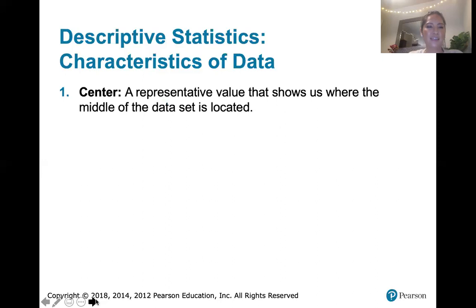The first one is center. So we might be interested in what the center of a data set is. This is a representative value that shows us where the middle of the data set is located. If you've ever heard about mean, median, and mode, those are all measures of center. We're going to talk more about those in chapter 3.